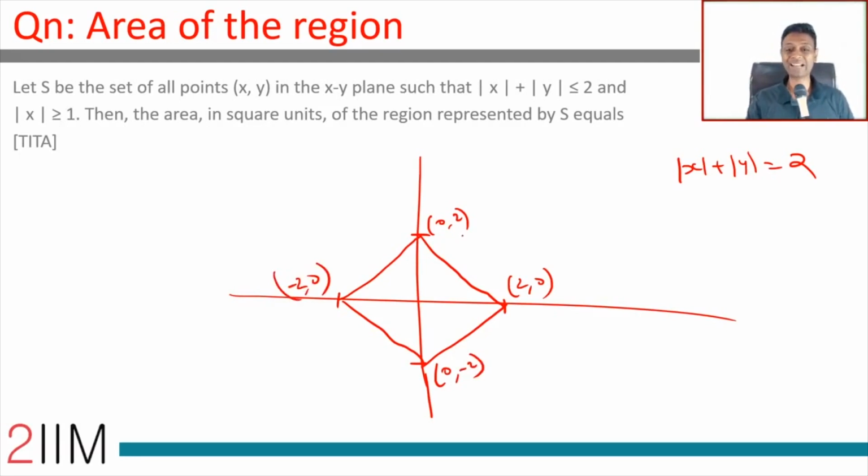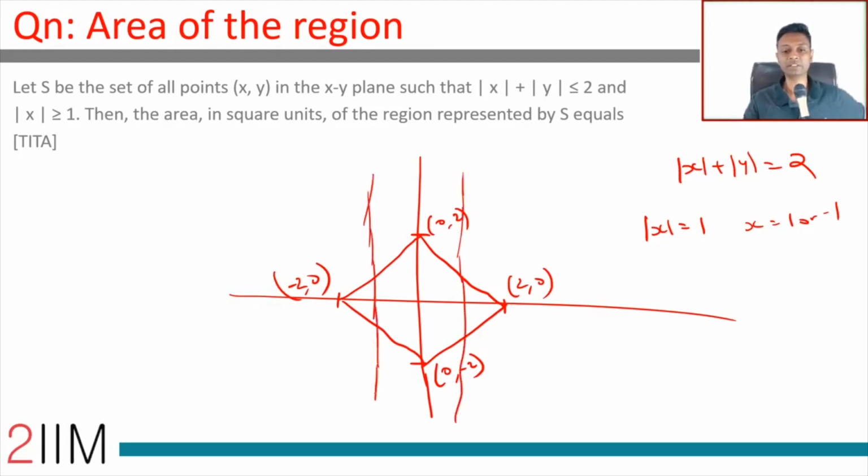And mod x is greater than or equal to 1. Mod x equal to 1 will happen when x is 1 or minus 1. And so mod x is greater than or equal to 1. That is, x equal to 1 would be a line like this. X equal to minus 1 would be a line like this. Mod x greater than or equal to 1 would be either this region or this region. Mod x plus mod y less than or equal to 2 is the square, which is tilted and looks like a diamond.